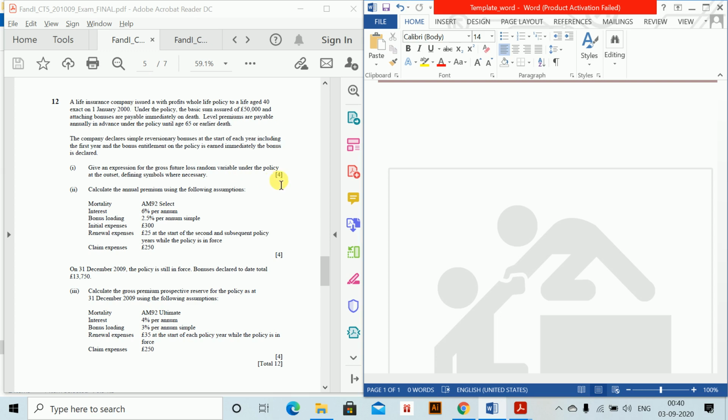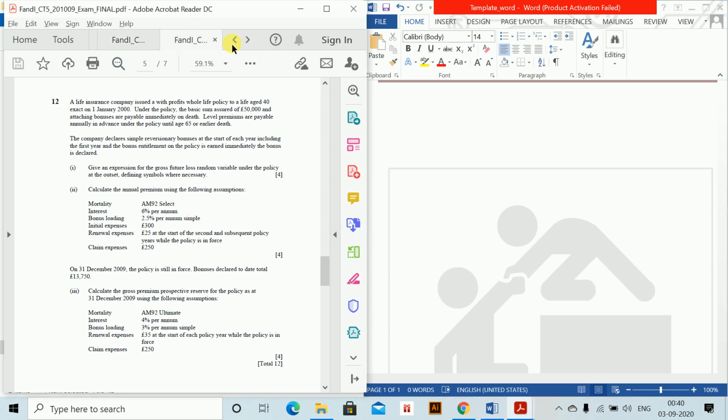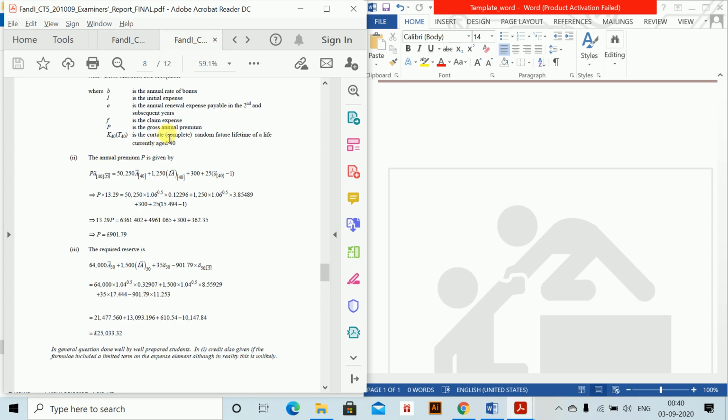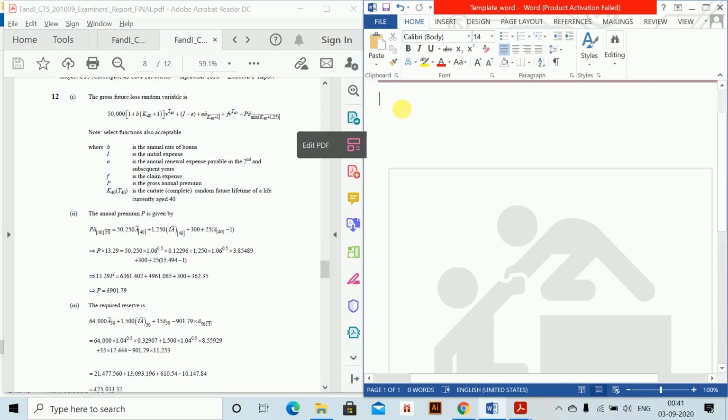Oh, sorry, okay, let's do this question only then first. When I started reading this, under the policy at the outset, defining symbols where necessary, calculate the annual premium, and on 31st December, the mortality basis and so on is given to you. Okay, I have the answer over here which I'll follow.